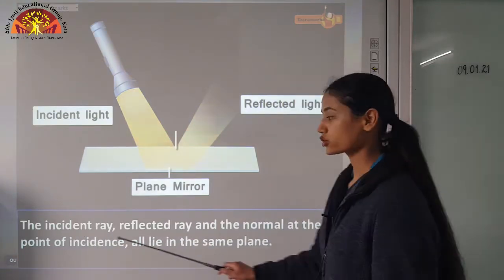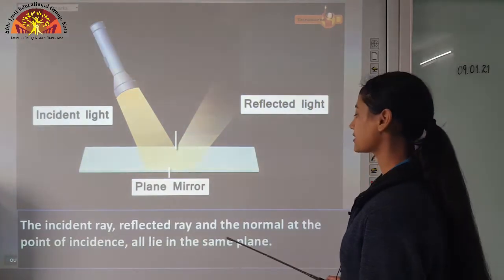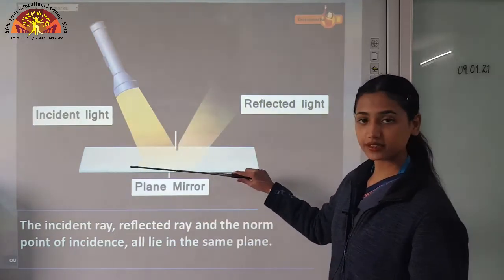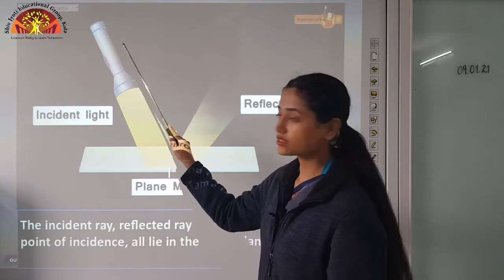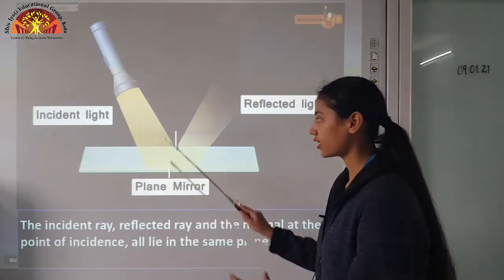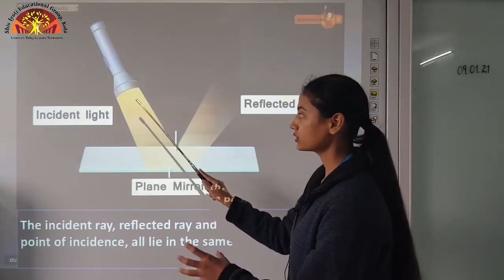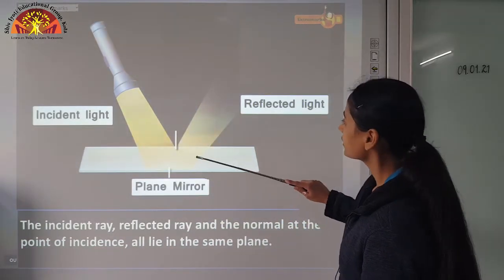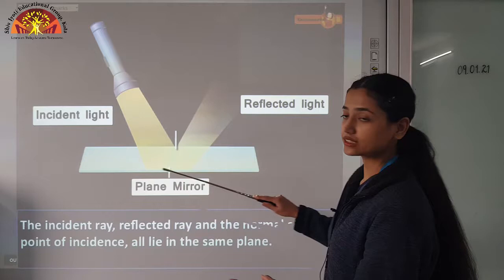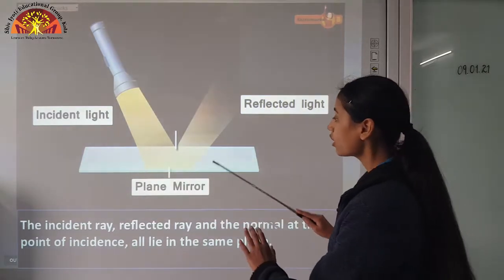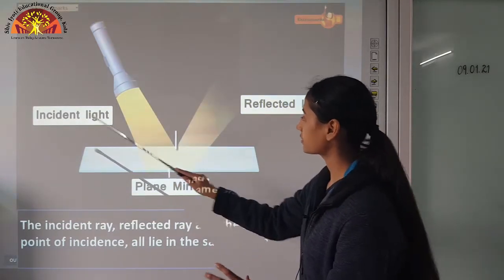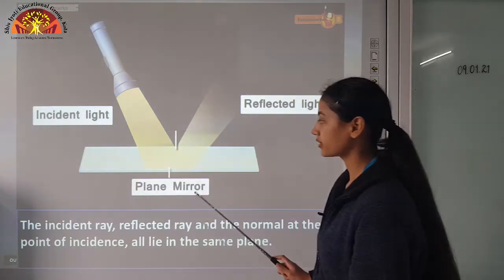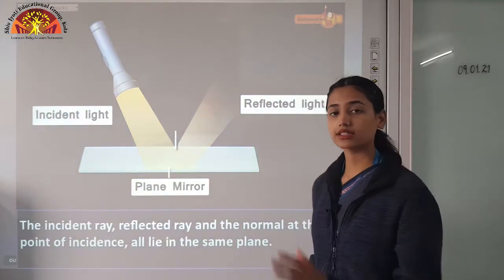the normal at the point of incidence all lie in the same plane. Like you can see, this is a plane mirror. Source of light is a torch. Light rays are falling on this plane mirror. So these are incident rays. Got it? Then this is the reflected ray, reflected by this plane mirror. Now you can see all of these, incident ray, reflected ray and the perpendicular to this plane mirror, they all are lying on the same plane.